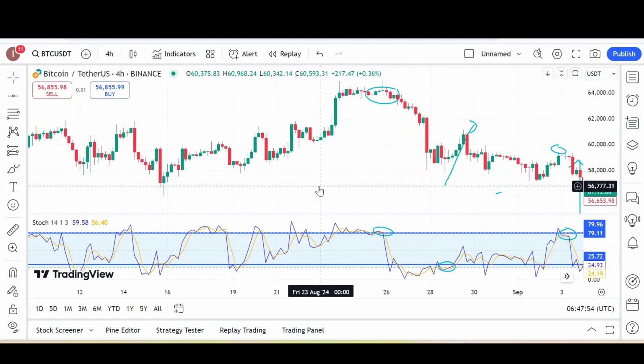You only have to consider two values. Above 80 is the sell signal, and below 30 you have the buying signal. Buy below 30, sell above 80. The more you practice this, the more confidence you will have in your trading.